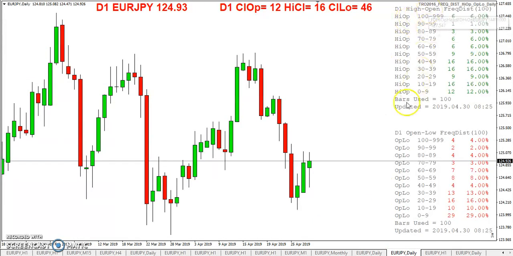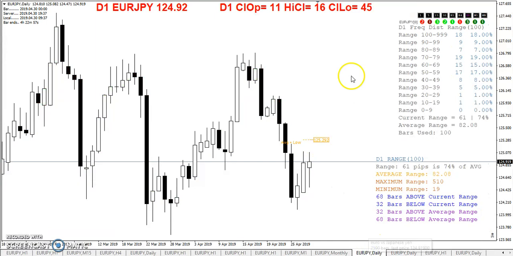Okay, high minus open, open minus low. This is the buy zone. So what was your potential? Lots of potential there from the buy zone. You saw it earlier. And frequency distribution of the range. You can see we got a couple of anemic ranges in there in the last 100 days. You can see the average range, the maximum and minimum range right there.